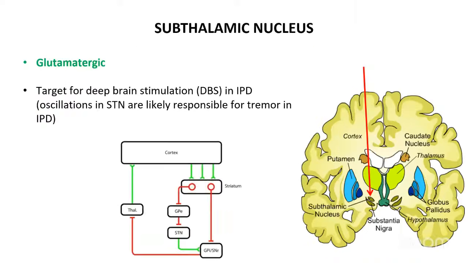Next. Now, the subthalamic nucleus is also a target for deep brain stimulation, DBS, in idiopathic Parkinson disease. It has a major role in the indirect pathway. Next.